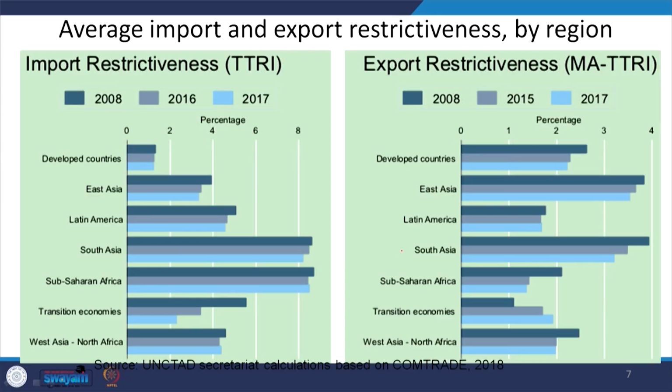Now, look at import restrictiveness. These are based on average imports. So, the highest is observed in South Asian countries, followed by Sub-Saharan Africa, and the least is in the developed countries so far as imports are concerned. So, they have fewer restrictions towards imports, whereas export restrictiveness is usually very little imposed by countries, but still highest in East Asia and Southeast Asian countries. These are calculations from the Comtrade 2018 of UNCTAD.